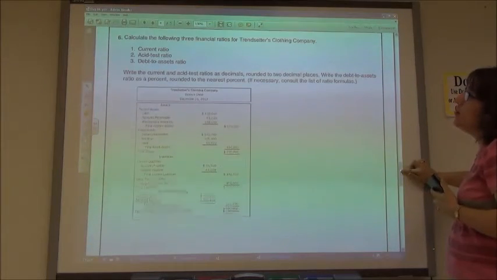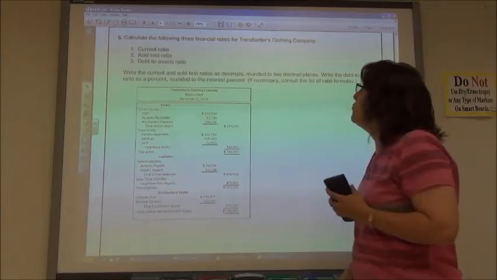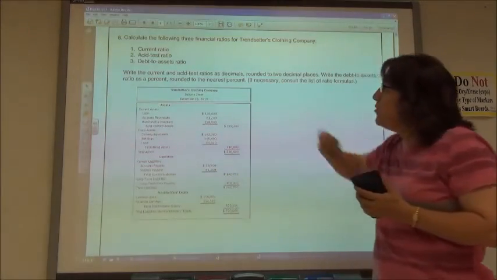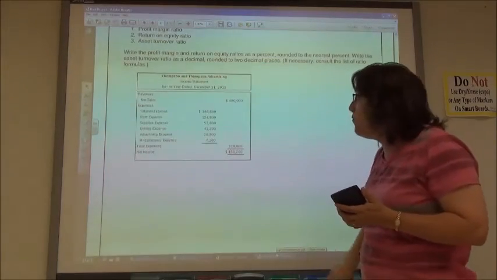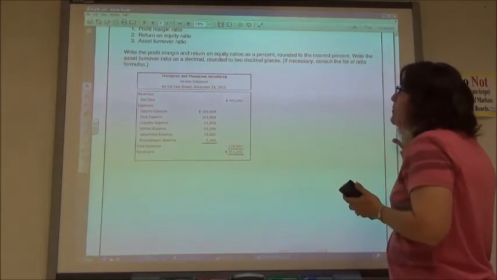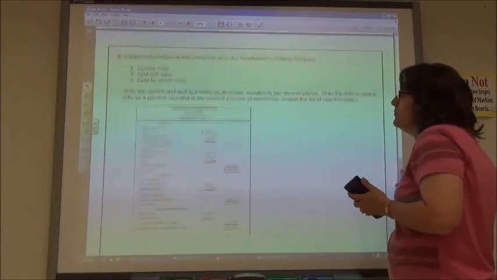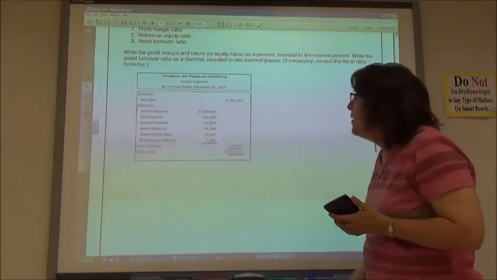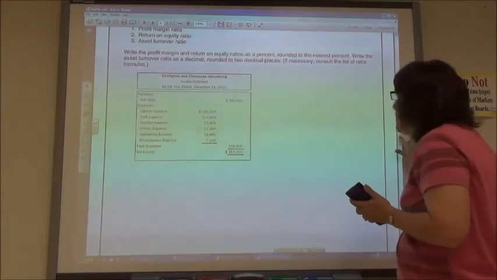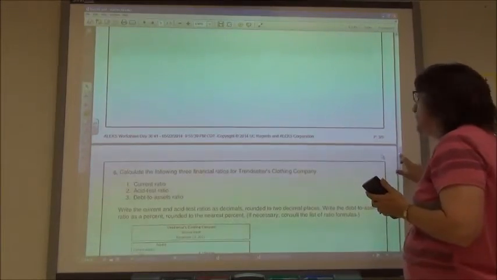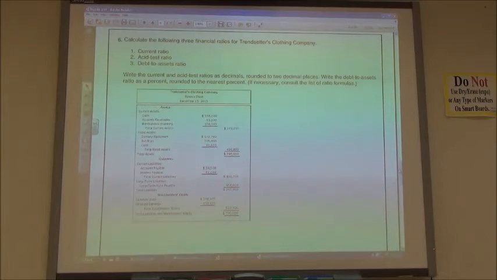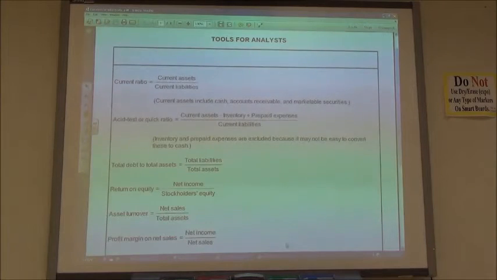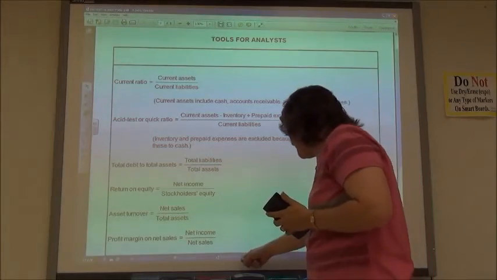And number 6, calculate the following 3 financial ratios for Trendsetters Clothing Company. And these are the same 3 as the first 3 we did. The first one was the current ratio. So again, if we pop over here to our formulas, except our board wants to move. Keeps moving on me. Let me go click with the mouse. Then it should stay. All right, so if we go to our formula, current ratio, current assets over current liabilities.